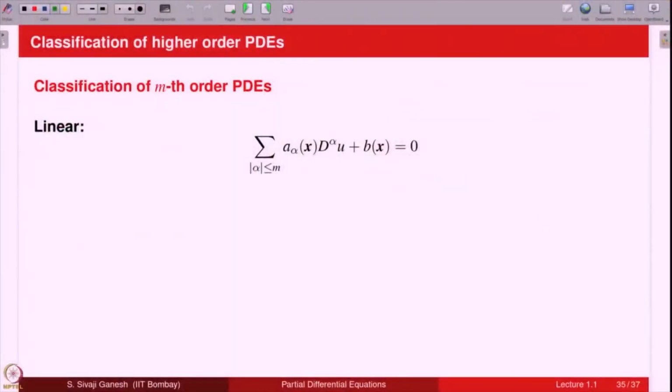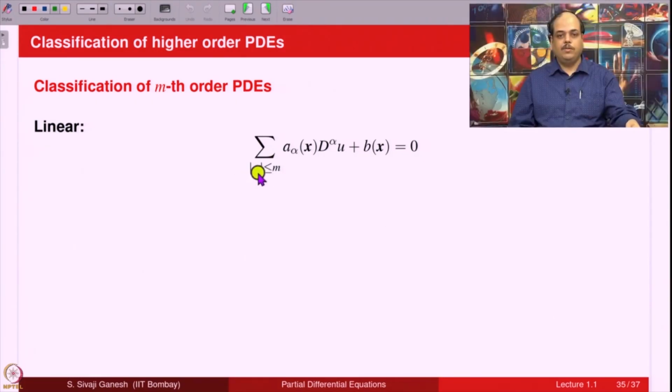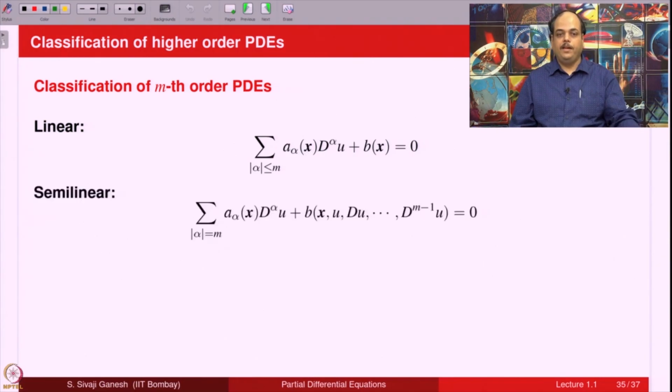So, we will write down here once again linear, see here |alpha| less than or equal to m. So, when alpha equal to 0, 0, 0, that is m equal to 0, the tuple alpha is 0, 0, 0, that means no derivatives, which means it is a function. So, here it says the function as well as the derivatives up to order m appear as a linear combination, coefficients depend only on the independent variables. Semilinear, once again the highest order partial derivative, that is mth order, appears as a linear combination, coefficients are functions of independent variables, rest however it appears, no restriction.